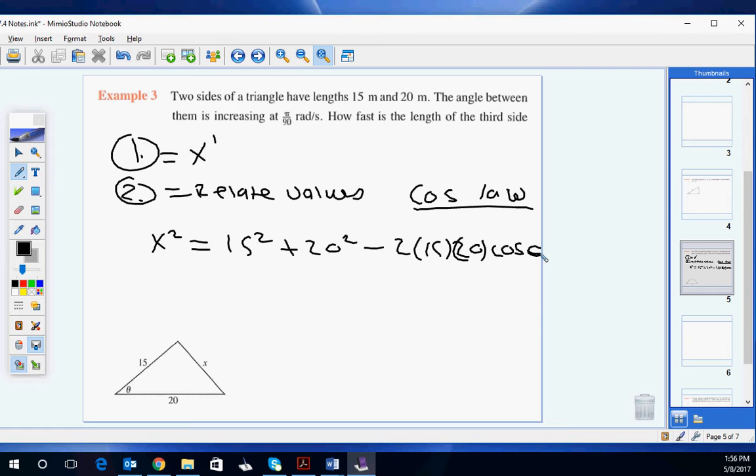Cosine law is not on your calc formula sheet. If I wanted you to use cosine law to relate these, I'd put it in the question. Is there anything besides the formula that's overwhelming you?